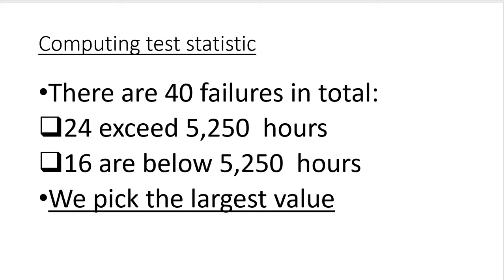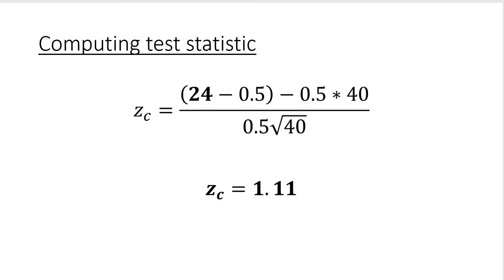So we have 40 observations, and we have to figure out what value to pick for S. We have 24 cases when utilization time exceeds 5,250 hours, and 16 cases where the value is below 5,250 hours. As discussed before, we have to pick the larger of the two values. So for us, S is equal to 24. We take S and subtract 0.5, which is known as the continuity correction. We know that the number of observations is equal to 40, so this is how we compute the test statistic.